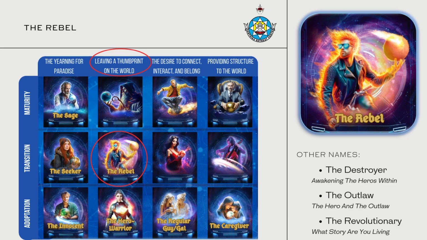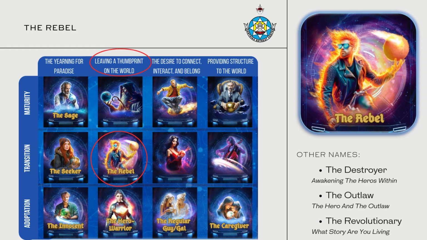Carol Pearson has used several names for this archetype. The destroyer, the radical aspect that tears down what no longer serves. It emphasizes endings, breaking forms, and clearing space for renewal. The outlaw, the one who refuses society's rules, a free spirit who lives outside the system. The revolutionary, the activist who fights not just against something, but for the transformation of society and the future.